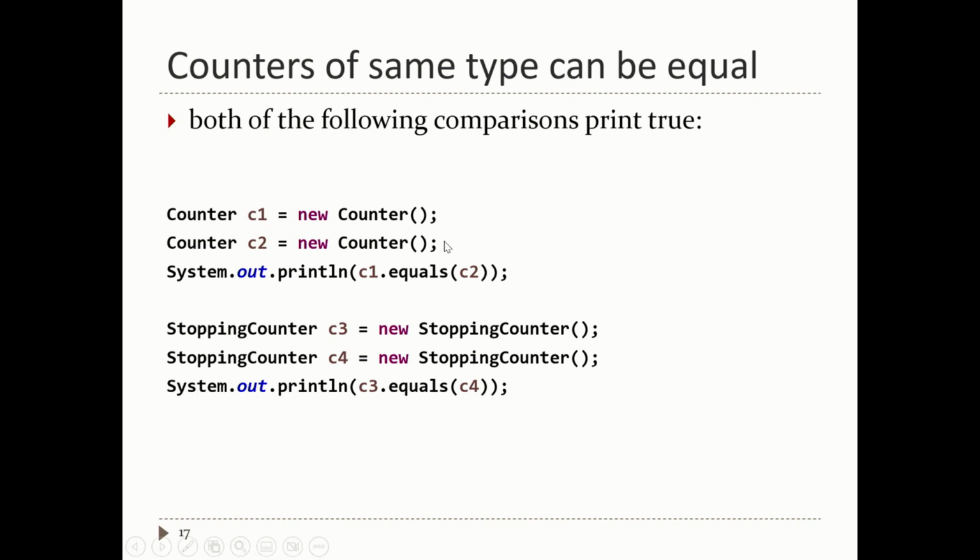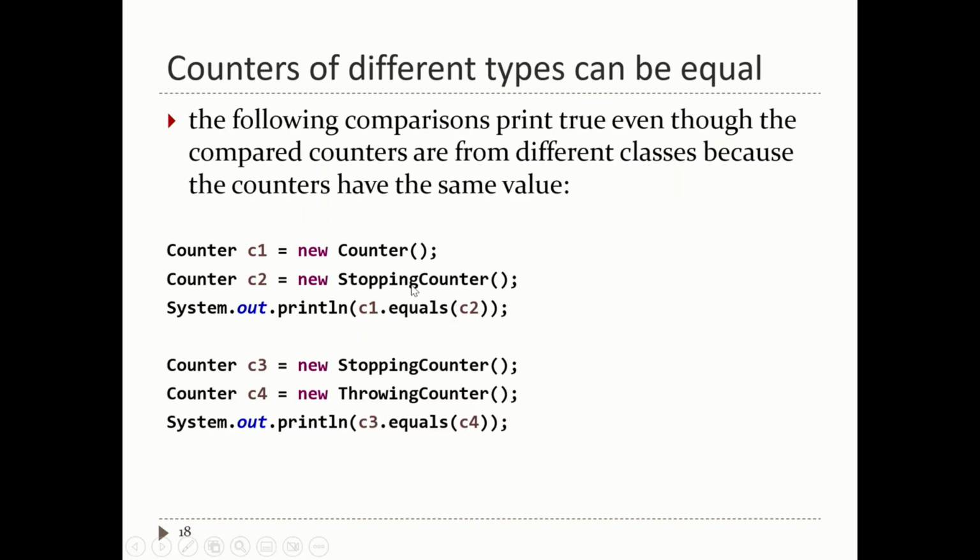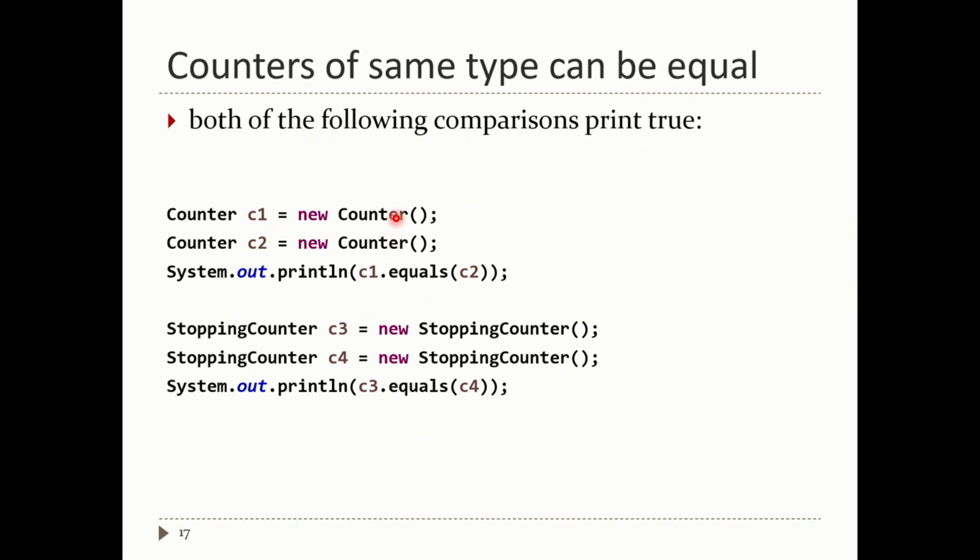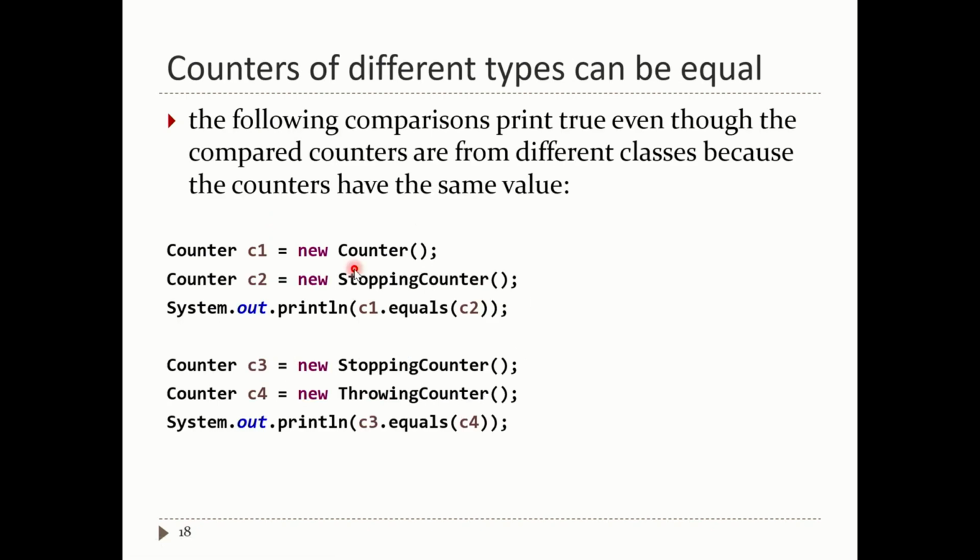OK, so now, if you change equals in Counter to use instanceof, c1.equals(c2) is true if they have the same value. Two Counters are equal. Two StoppingCounters are equal. A Counter and a StoppingCounter are now equal. A StoppingCounter and a ThrowingCounter are now equal. If you want cross-class comparisons, you must make sure that equals is implemented using instanceof in the superclass, in Counter.